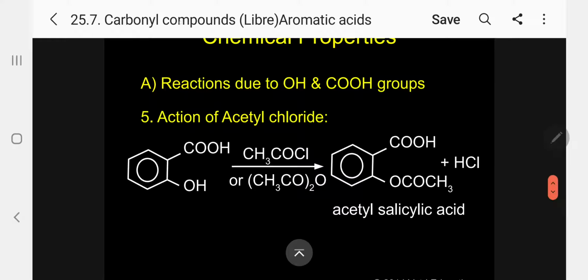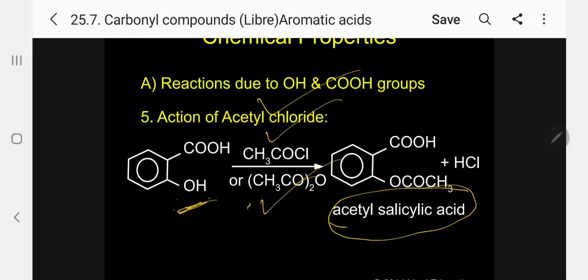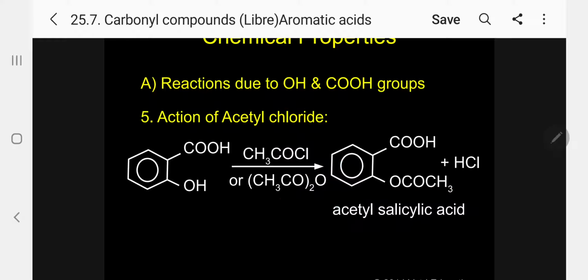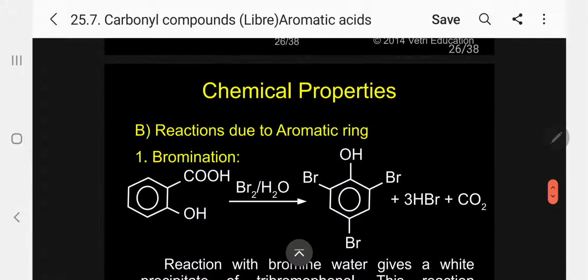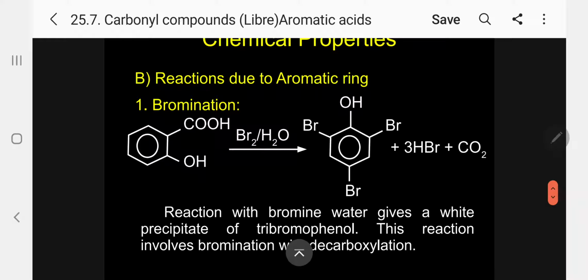Number 5. Action of acetyl chloride, acid derivatives. So whenever acid derivatives, kindly follow, in the presence of acetic anhydride, what will happen now? The corresponding alcohol, it is acid, so it will react with the base, meaning in this case comparatively the OH. So it undergoes acylation with O, so it is forming acetyl salicylic acid. Please follow. Ester again, acetyl salicylic acid. Very, very interesting information.